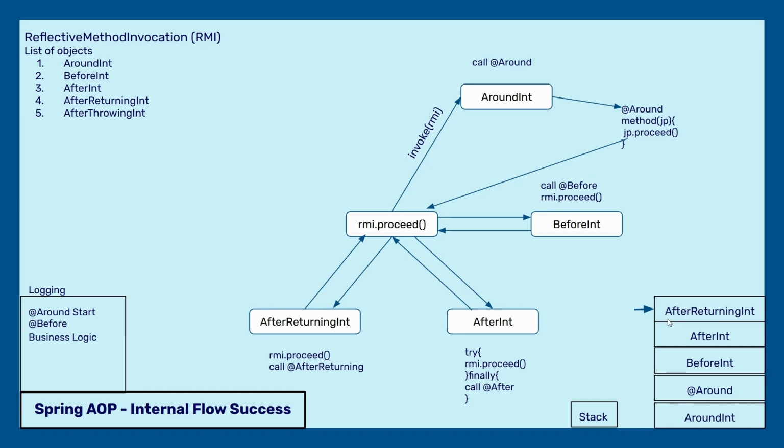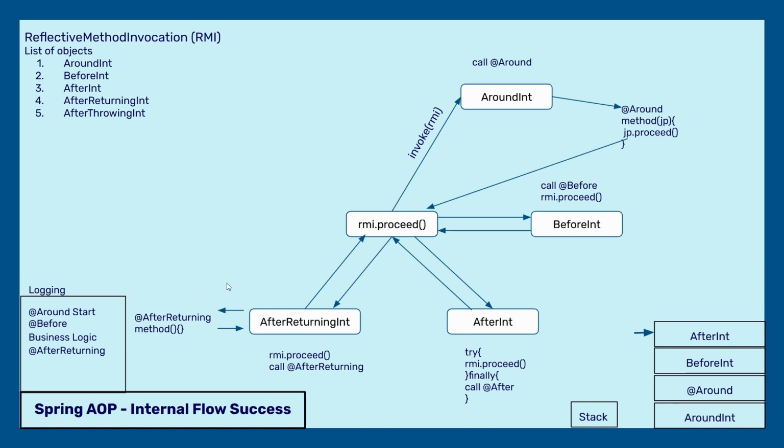And the next thing in the stack is after returning interceptor. It pops up from the stack and points to the after interceptor. Here in the after returning interceptor, the proceed is completed. Then a call to after returning advice takes place. So it goes to our method which we implemented, and within this method we printed after returning. So after returning is printed in the logs, and once this is completed, it goes back to the invoke method.